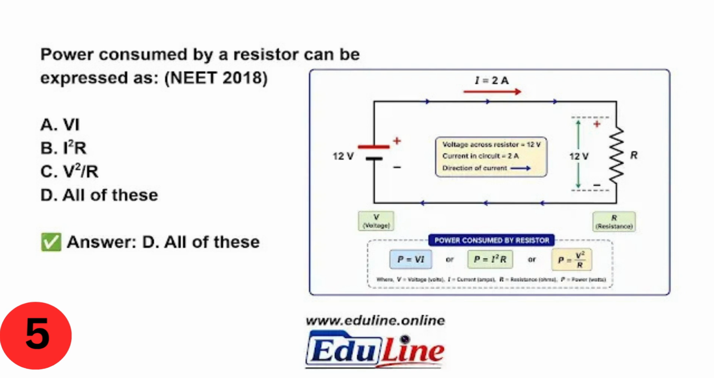Solution. Power in a resistor can be expressed in different equivalent forms. It can be described as voltage multiplied by current, or as the square of current multiplied by resistance, or as the square of voltage divided by resistance. All these expressions represent the same physical quantity. Answer. Option D, all of these.